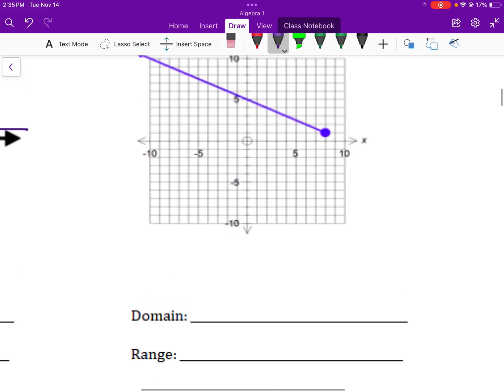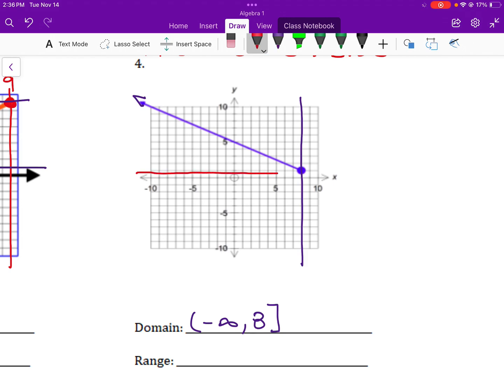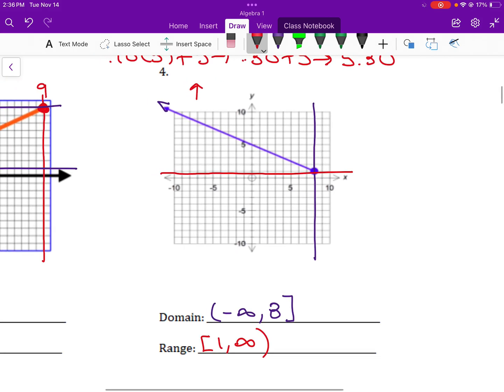Okay, same thing with 4. Oh, I realized that's down there. Our domain, right, has a boundary here, and then it's going forever, so there's no boundary on this side, meaning my domain is coming in from -infinity, and it's stopping right here at 5, 6, 7, 8. And we would have a bracket there because it is included. On the other hand, if we're going from 1 to infinity, my range is lower bound at 1, going all the way to +infinity. Cool.